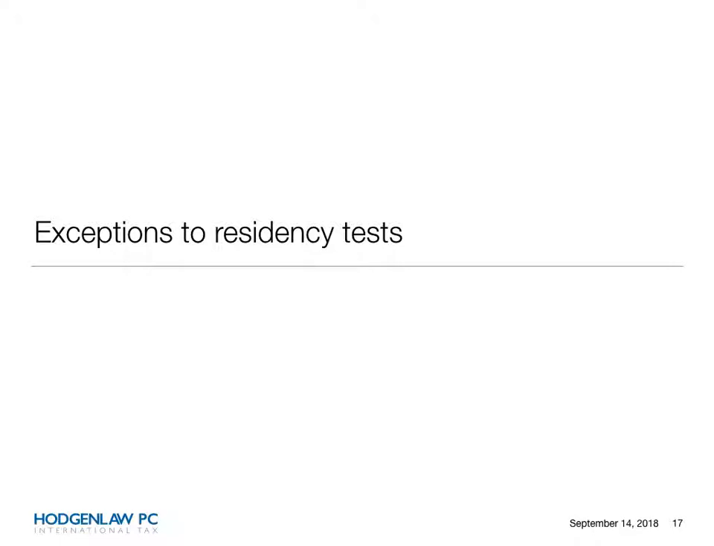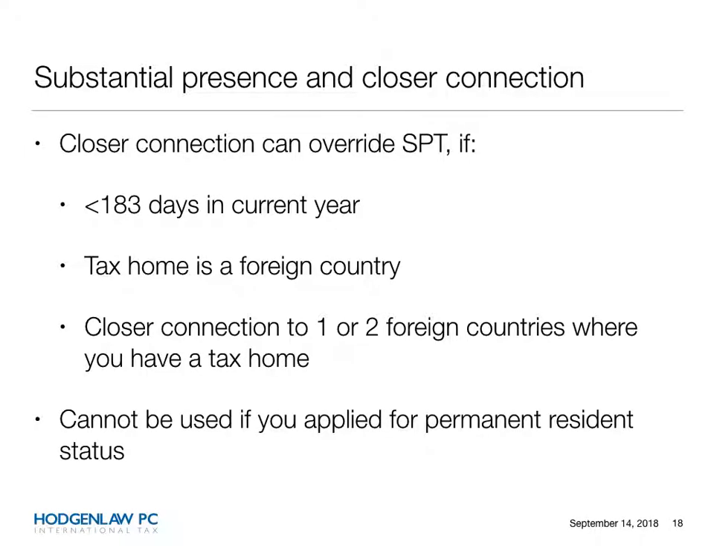If you're looking at this and wondering, darn, I don't like my residency status for the year because of the green card or substantial presence tests, or maybe you're not wondering that, but either way, there are a few exceptions to these tests in determining residency. The first is the closer connection exemption, which can override the substantial presence test.